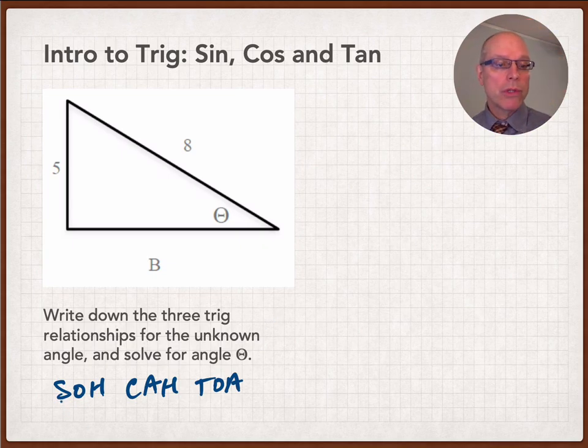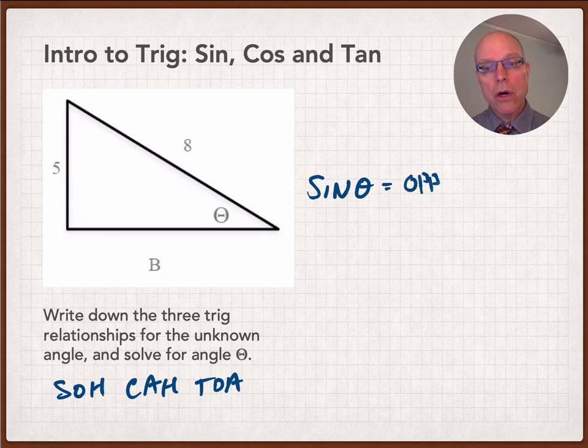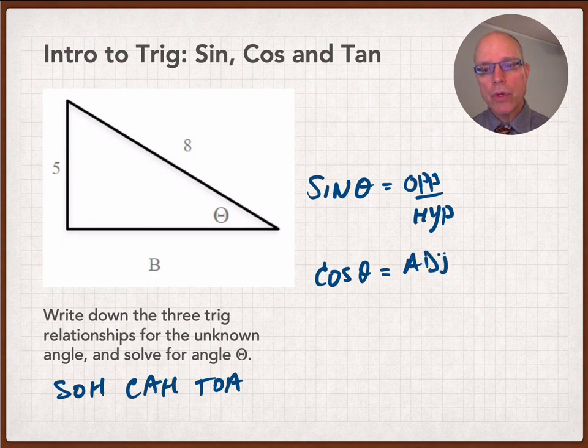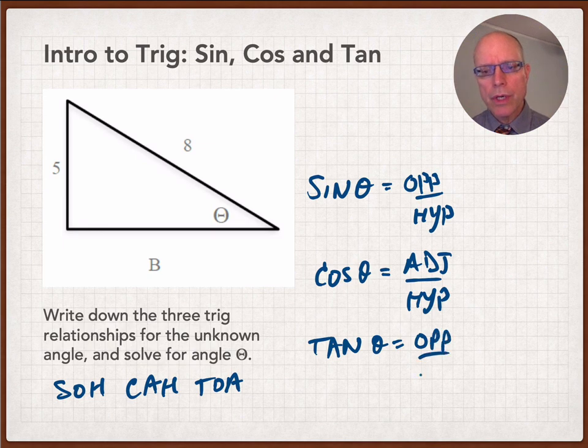What these things stand for is the sine of an angle. Let's call this angle down here theta. The sine of theta is going to equal the opposite over the hypotenuse. So that's what the SOH stands for: sine equals opposite over hypotenuse. Thing 2, cosine equals adjacent over hypotenuse, so we could write cosine of theta equals adjacent over hypotenuse. And then finally, tangent equals opposite over adjacent, so tangent of theta equals opposite over adjacent.